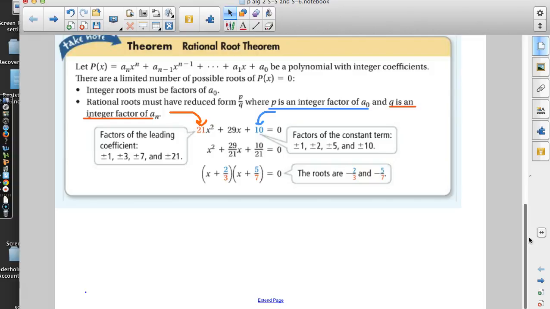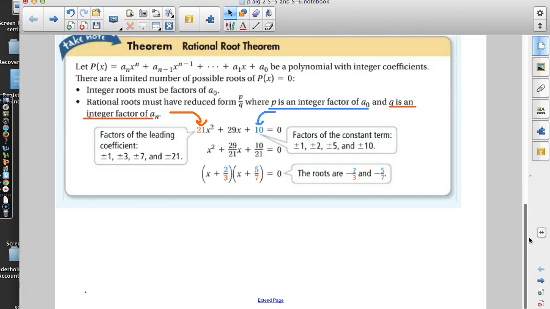That's what we've already been doing. Let that be a polynomial with integer coefficients, so no fractions or goofiness, just integers. There are a limited number of possible roots. We know that because the highest power tells us how many answers are supposed to be.